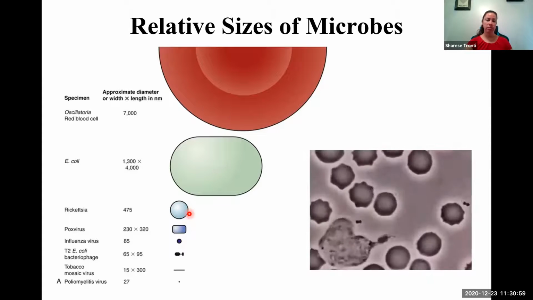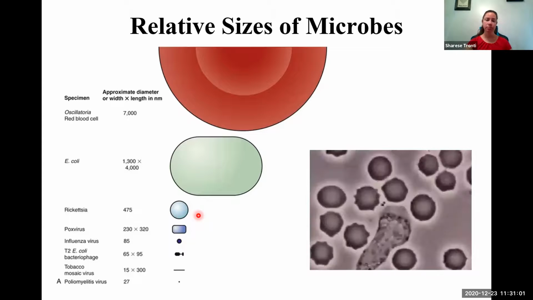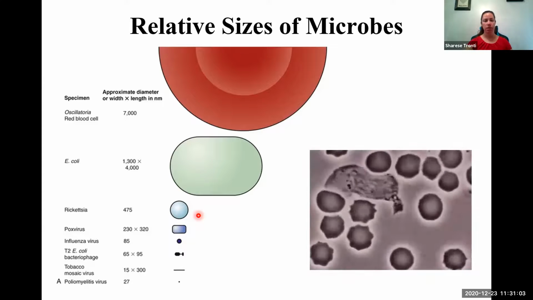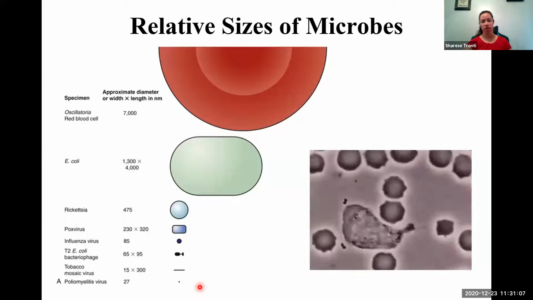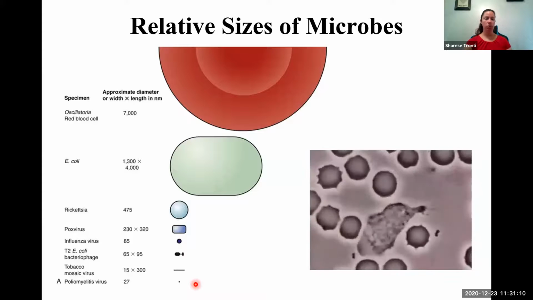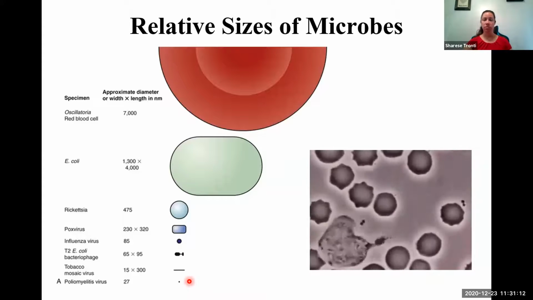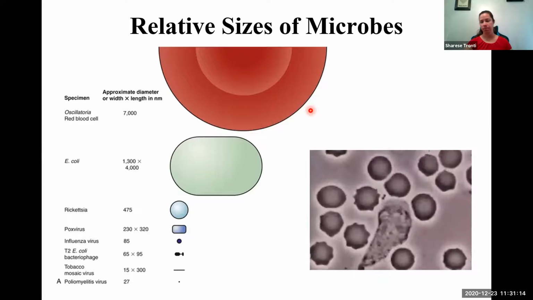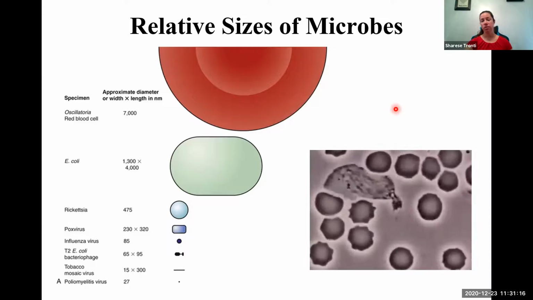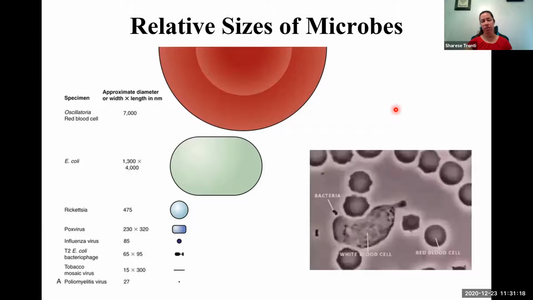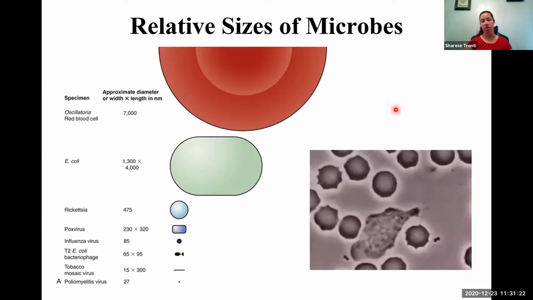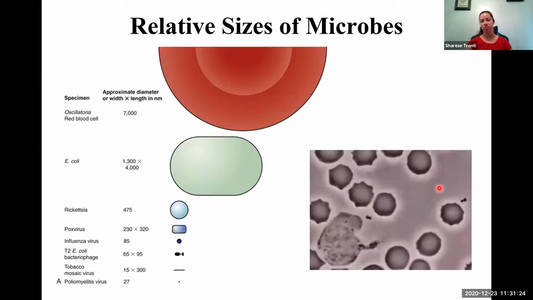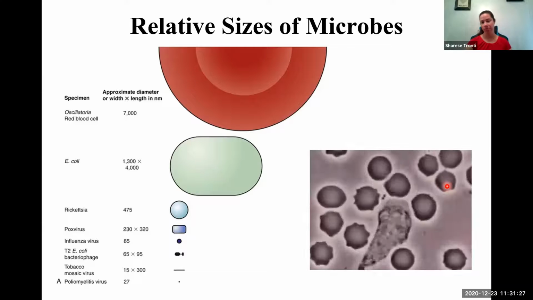Here's another bacterial species, Rickettsia, even smaller. And then here are several viruses, which are quite a bit smaller than that. If you look at this polio virus here, it's much, much smaller than the red blood cell. This video over here is actually a phagocytic cell that's pursuing, chasing, and eventually engulfing this bacteria, which I think is super cool.